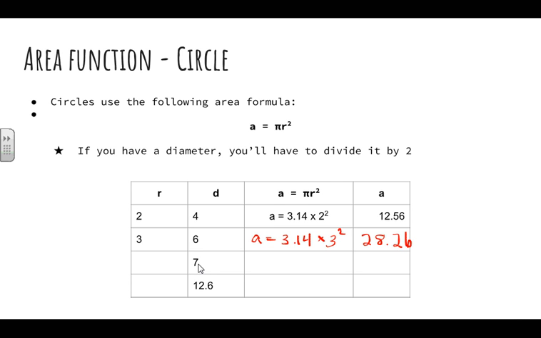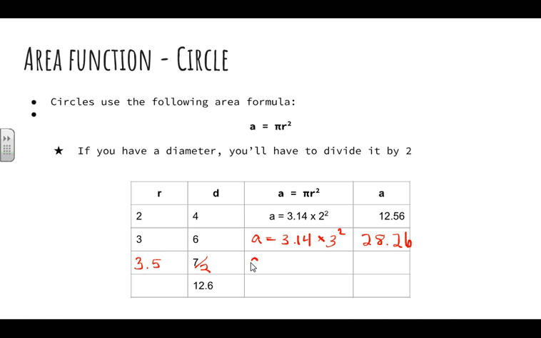Next we have a circle where all we know is the diameter of 7. We need a radius to do this properly. So we have to divide our diameter by 2 to get our radius. So 7 divided by 2 will be 3.5.